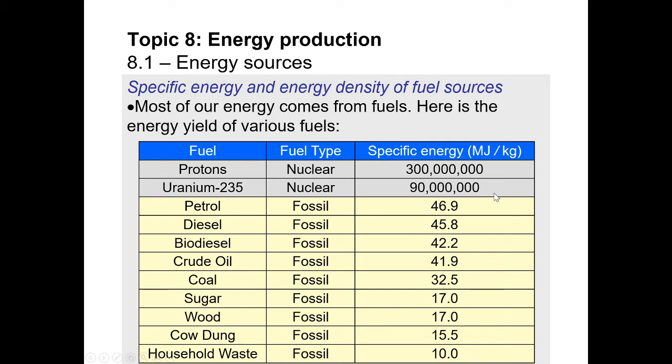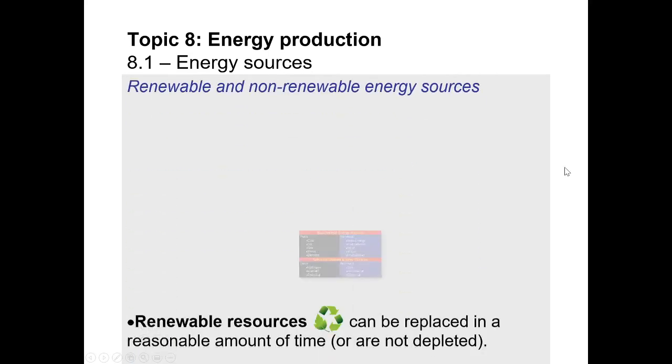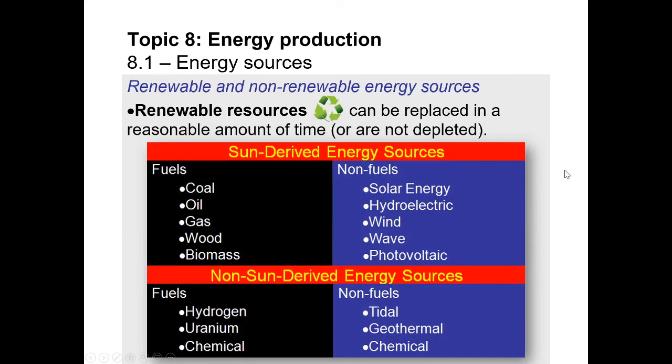Although there are also drawbacks of nuclear fuel. There is the waste, which we'll get to. If you split a proton, that's huge. You're going to get 300 million megajoules per kilogram. Now, splitting a proton requires a lot of energy currently. That's not something we could easily do. But uranium-235, we can do that very easily. Okay, let's keep going. All right, renewable and non-renewable energy sources.